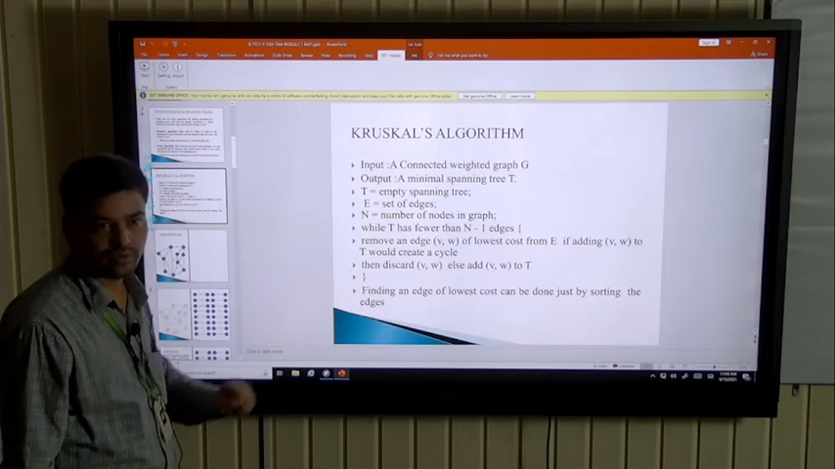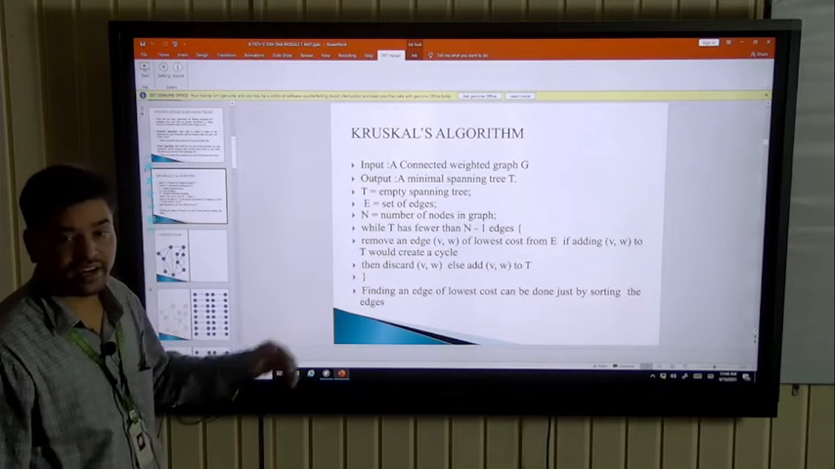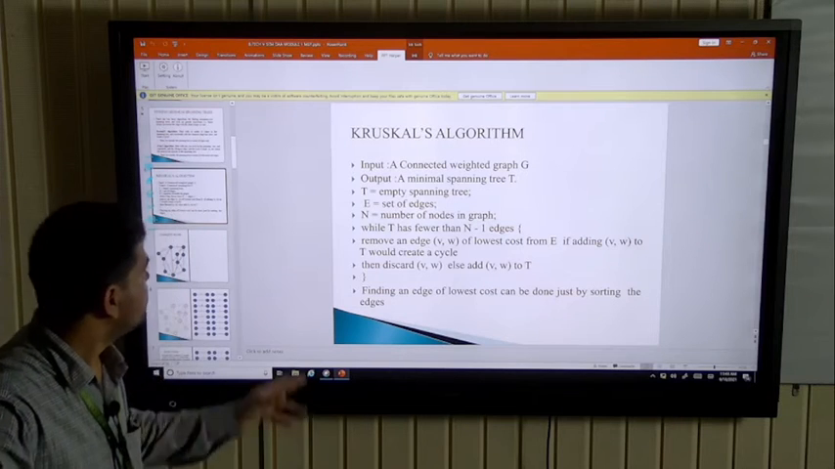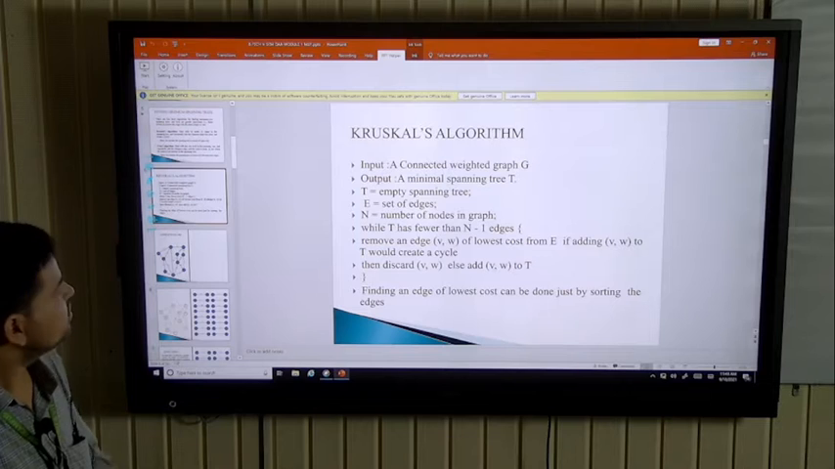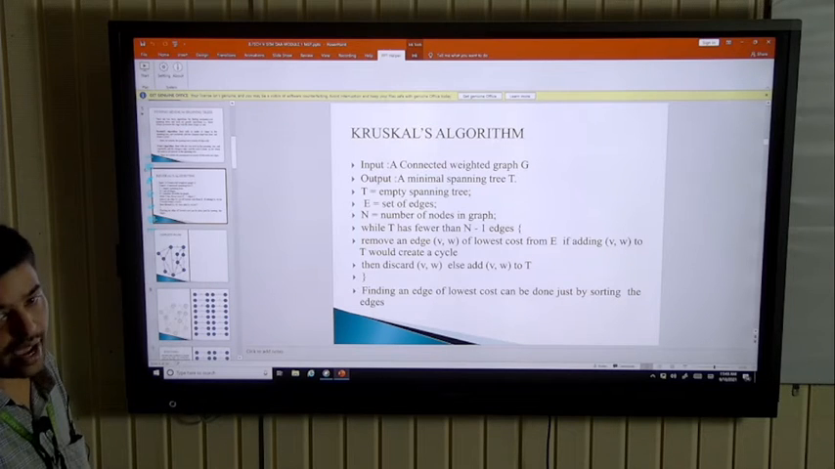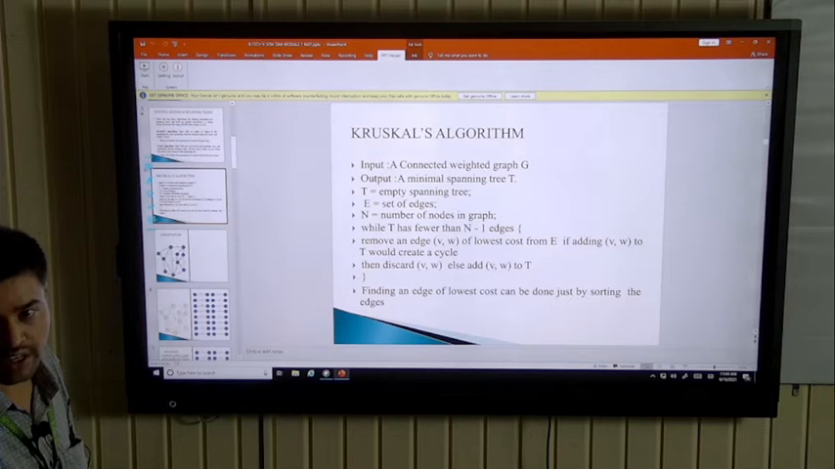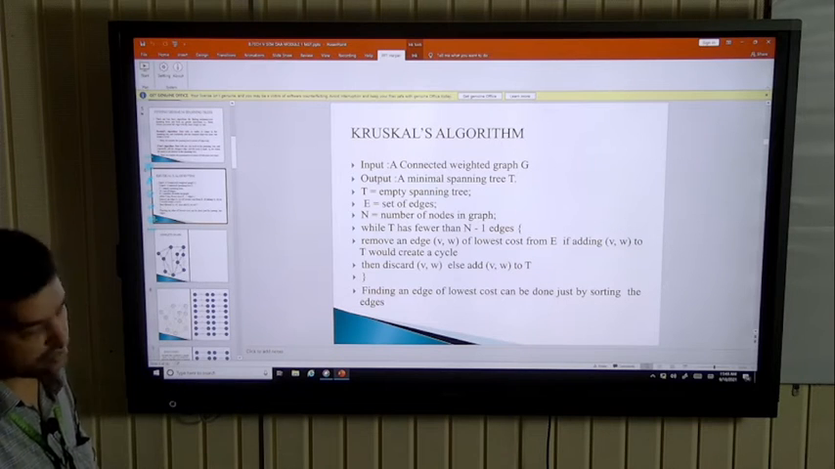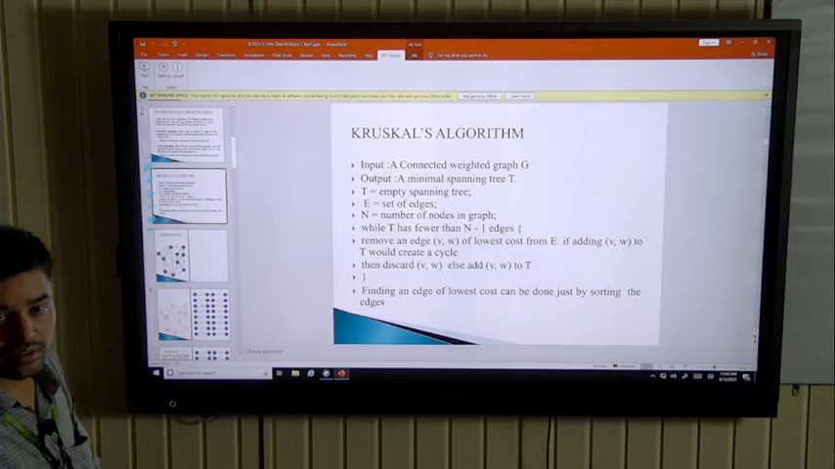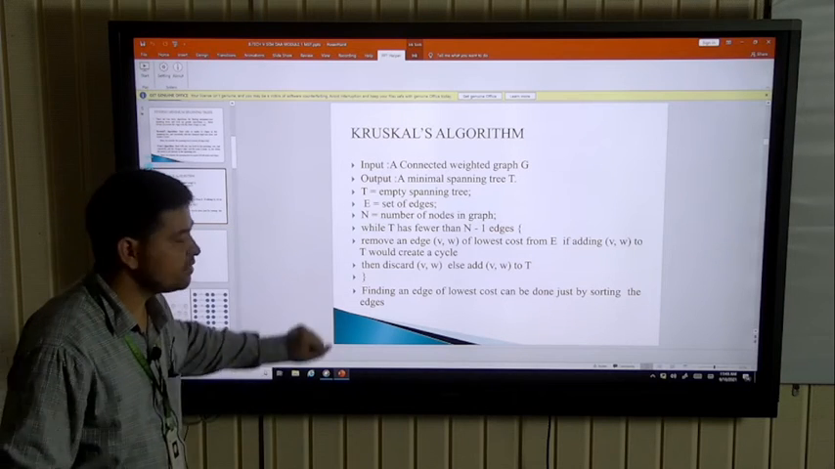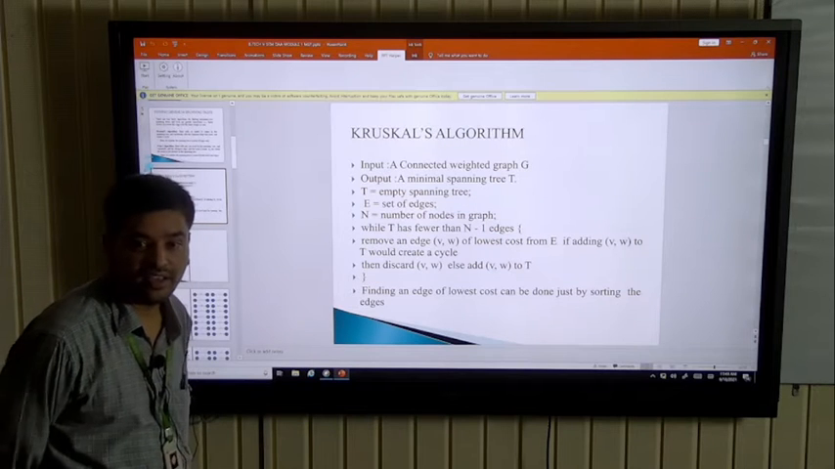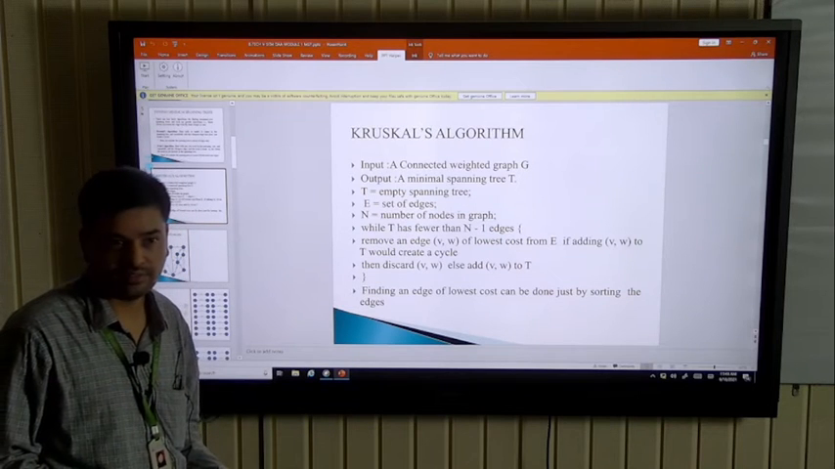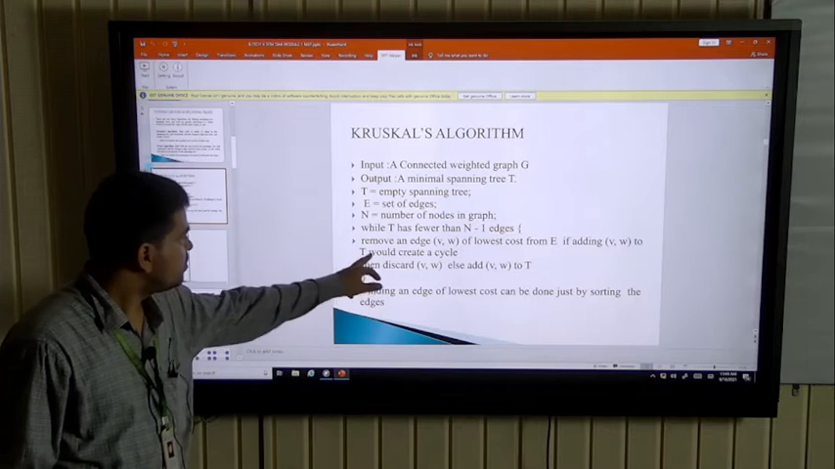Kruskal's algorithm. What is the input? A connected weighted graph. The output? A minimum spanning tree. T is the empty spanning tree, with no edges, and T is its name. E is the edge set, N is the number of nodes. How many edges are in T? N minus 1.